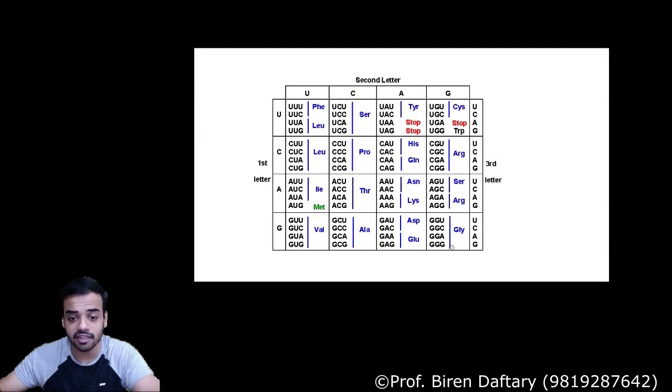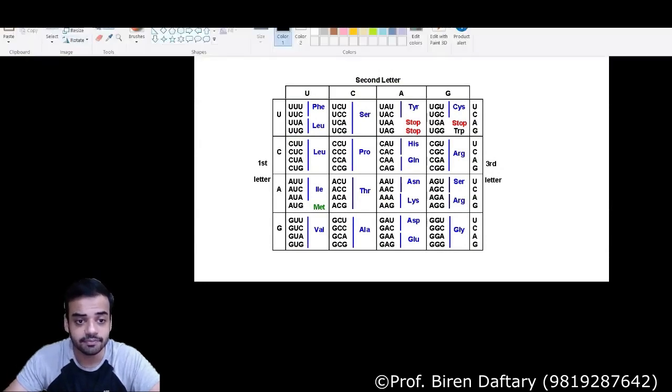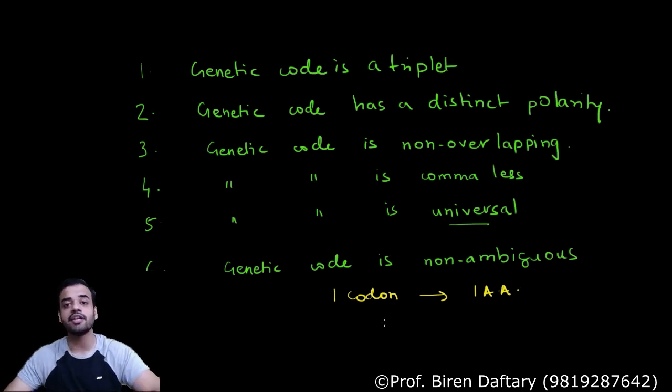If you want, I can again show it over here. See, my first example was AUG, which is over here, and as you can see, this AUG is coding only for the amino acid methionine. It is not coding for any other amino acid. Similarly, GGG, if you see over here, it is only coding for glycine. It is not coding for any other amino acid. So this rule, which states that one codon can code for only one amino acid, is also called non-ambiguous. Matlab straightforward. One codon, one amino acid. Is this clear? There is no confusion.